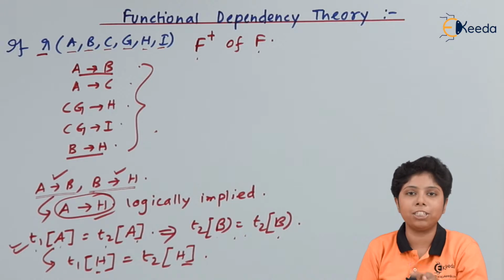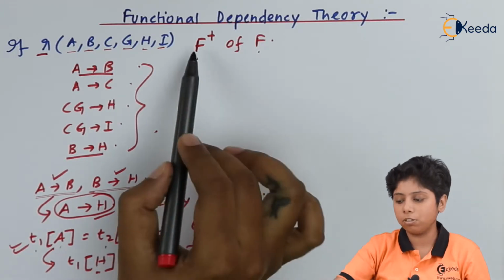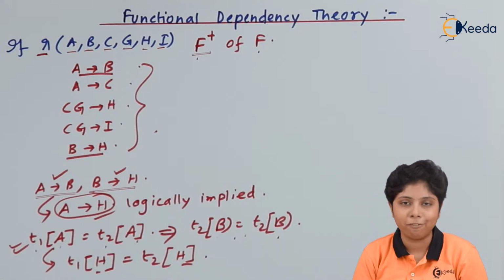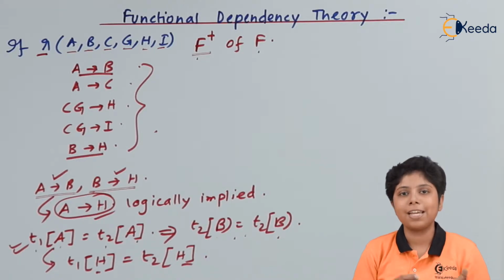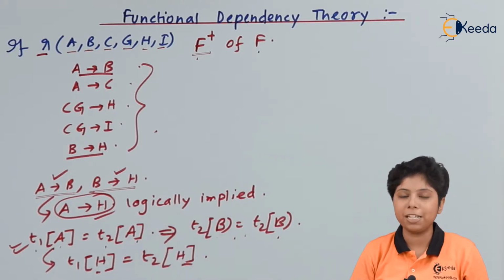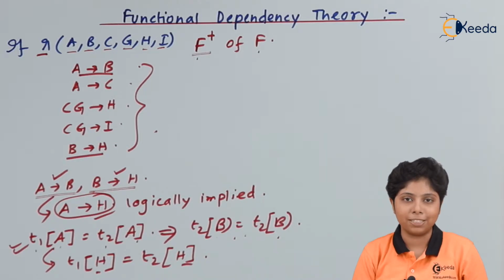So this is the logical implication on a functional dependency, and we can also take it as a part of the closure F plus. That means the closure F plus of F has all the functional dependencies as well as the logically implied dependencies derived from the functional dependencies.